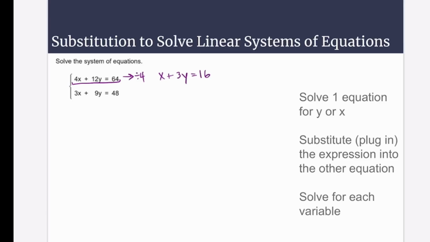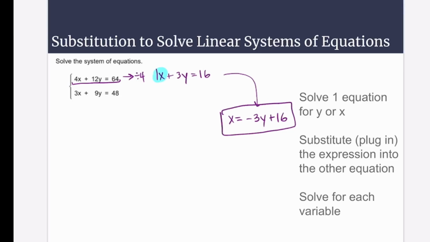Now I have an equation with just the x. So I think I'm just going to decide right now. I'm going to use this equation. I got x by itself. Well, it's not by itself, but there's a 1 in front of that x. So I'm going to use that, and I'm going to go from here. So x is going to equal, if I subtract the 3y, negative 3y plus 16.